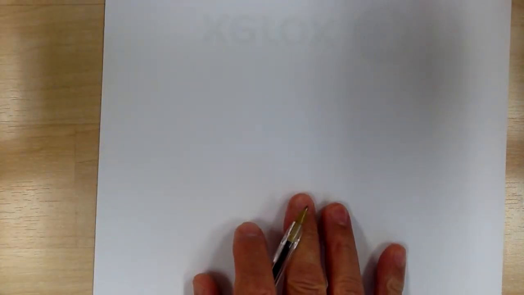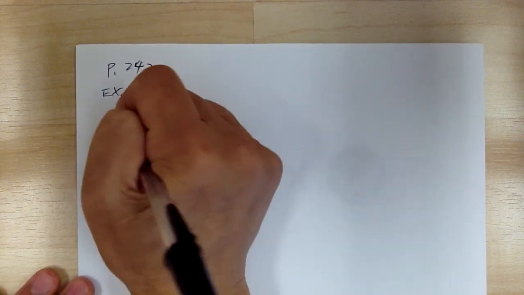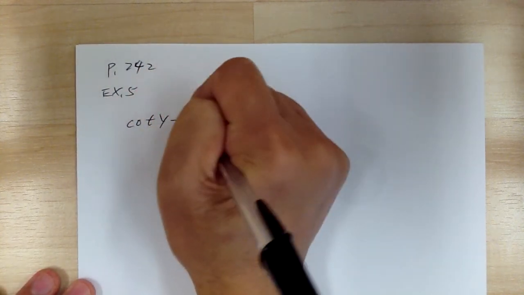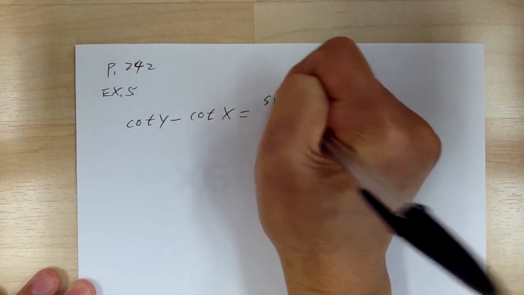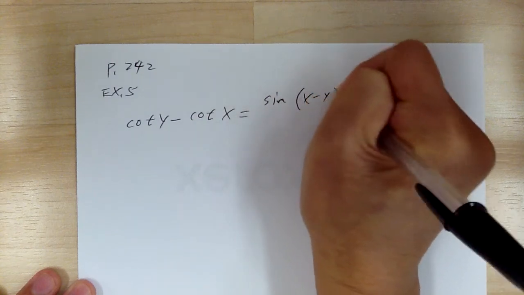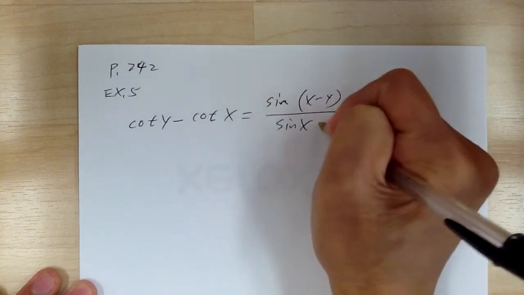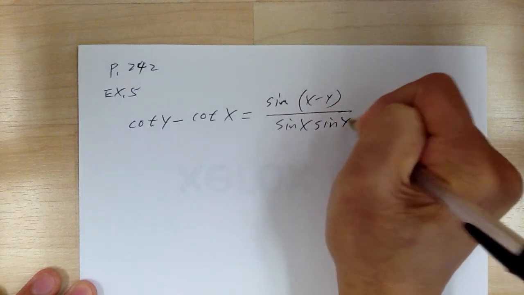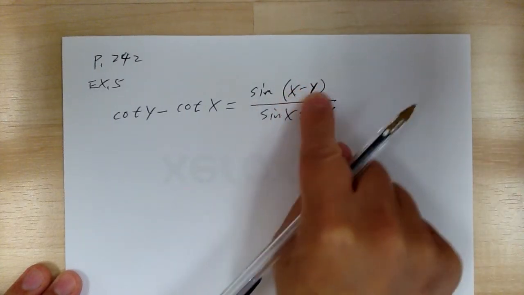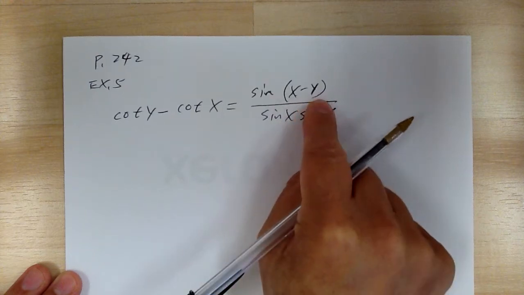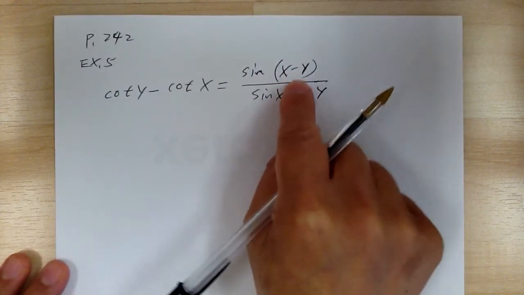Let's go to example 5. Okay, example 5, you need to verify: cotangent y minus cotangent x equals sine of x minus y over sine x sine y. So this side is more complicated, because you have the angle difference. This side is more complicated than this side, so you need to simplify this side.